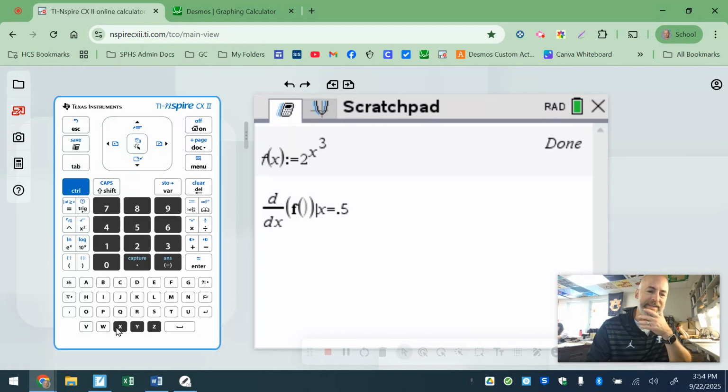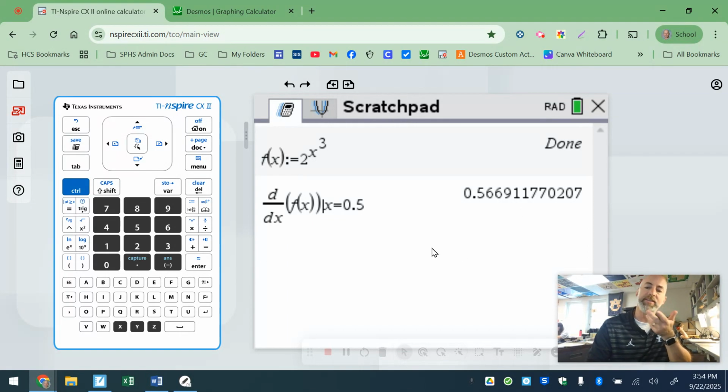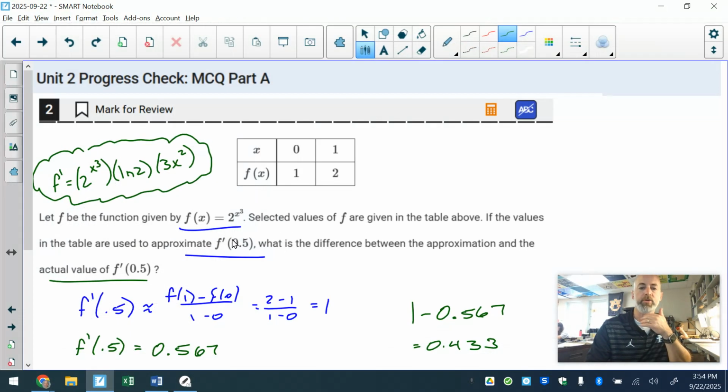Now, I probably didn't need to store it for f of x because that's a really clean equation. It's easy to type in anyway, but I wanted to show you how to store things in the calculator as functions, and then you can see the answer is 0.5669, the same thing that Desmos gave us, and then you could repeat the subtraction to get the difference between the approximation and the actual value.